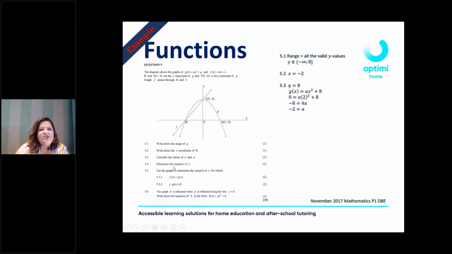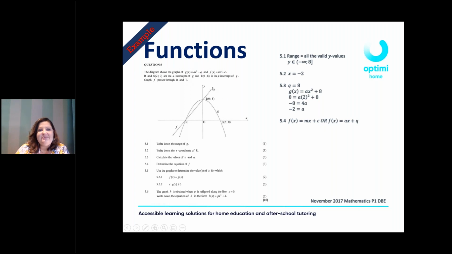In 5.4, they say determine the equation of f. Now they want the straight line. And we said that it is mx plus c, which was given, or I said ax plus q. They used mx plus c over here because I already have an a and a q over here. So if they said calculate the value of a and q in 5.3, you wouldn't have known which a or q they are referring to. So that is why they made use of the mx plus c. My m is my gradient and my c is my y-intercept.